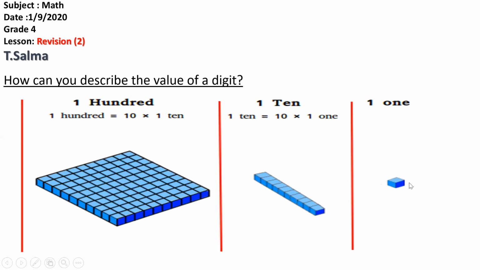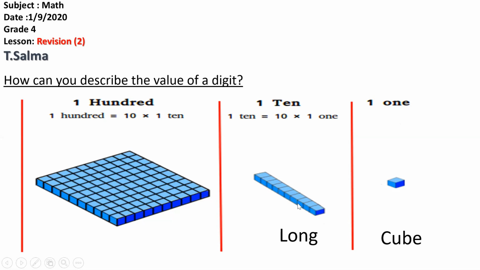In this model, I depend on this small cube to describe the value of a digit. So the ones digit, to describe it, I use the cube or the small cube. This small cube describes the ones digit. Okay? Now, what about the tens digit? The tens digit is described by using a long.